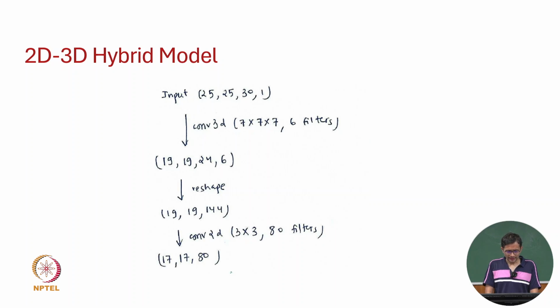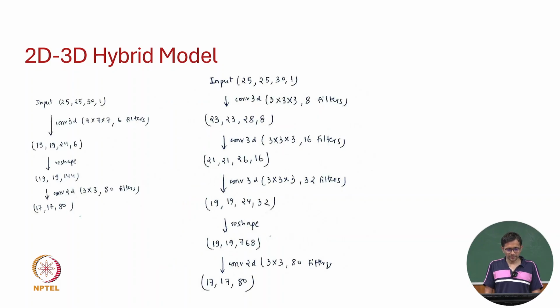So now let's say we reshape this, basically along this 24 and 6. What we get is a 19, 19, 144 dimension input, which is now processed with a 2-dimensional convolution, 3 cross 3 and 80 filters, and we get an output of 17, 17, 80. Okay, so let us keep this one particular branch. At the same time, we could have another branch. The previous branch is here to the left, and to the right we have this new branch.